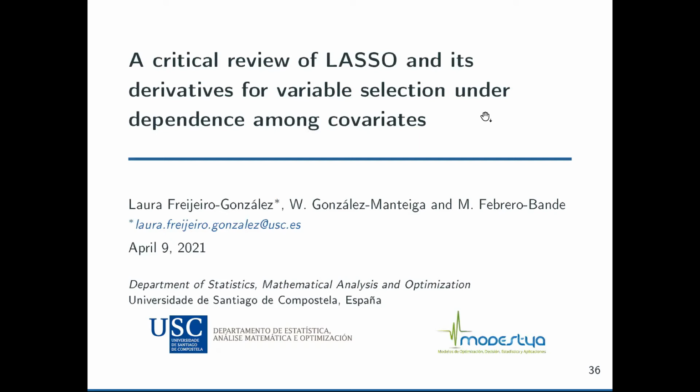We have summarized this work in an article called A Critical Review of Lasso and its derivatives for variable selection under dependence among covariates.